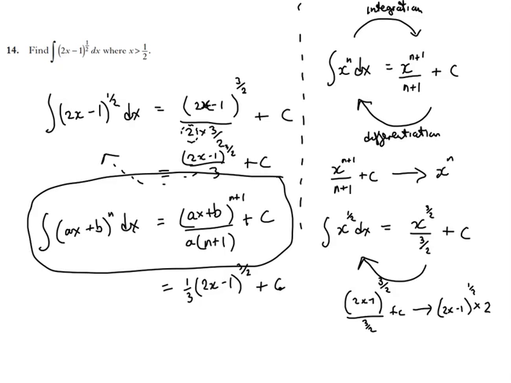Now we should have a look and see what the choices are, if you can see them. Can we see this? No, there it is. So it's a third of 2x minus 1 to the 3 over 2 plus the constant c, and that's choice A. So choice A.